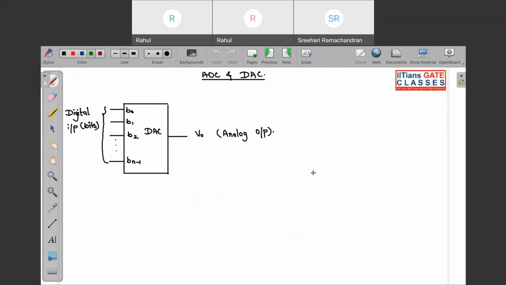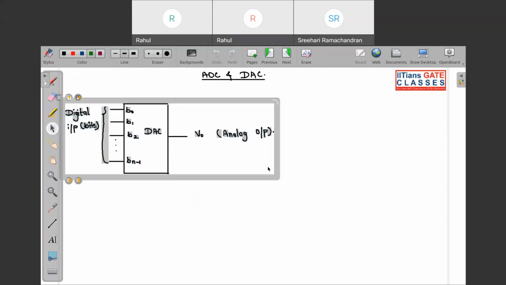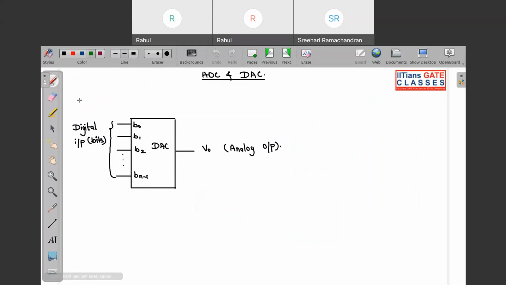Okay, so first we have the digital to analog converter. So what do we mean by a digital to analog converter?